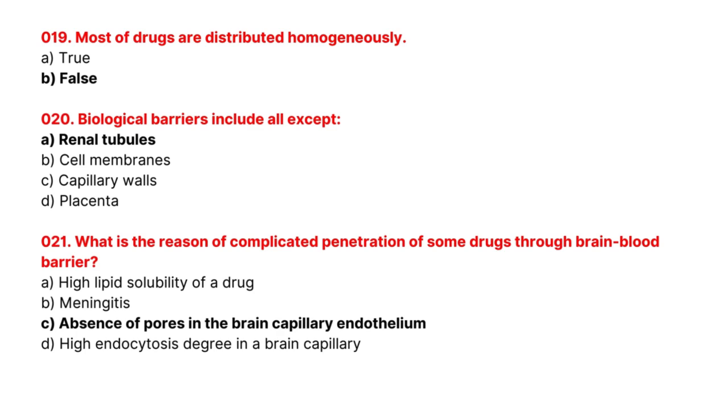020. Biological barriers include all except A. Renal tubules. B. Cell membranes. C. Capillary walls. D. Placenta. Answer is A. 021. What is the reason of complicated penetration of some drugs through the blood-brain barrier? A. High lipid solubility of a drug. B. Meningitis. C. Absence of pores in the brain capillary endothelium. D. High endocytosis degree in a brain capillary. Answer is C.